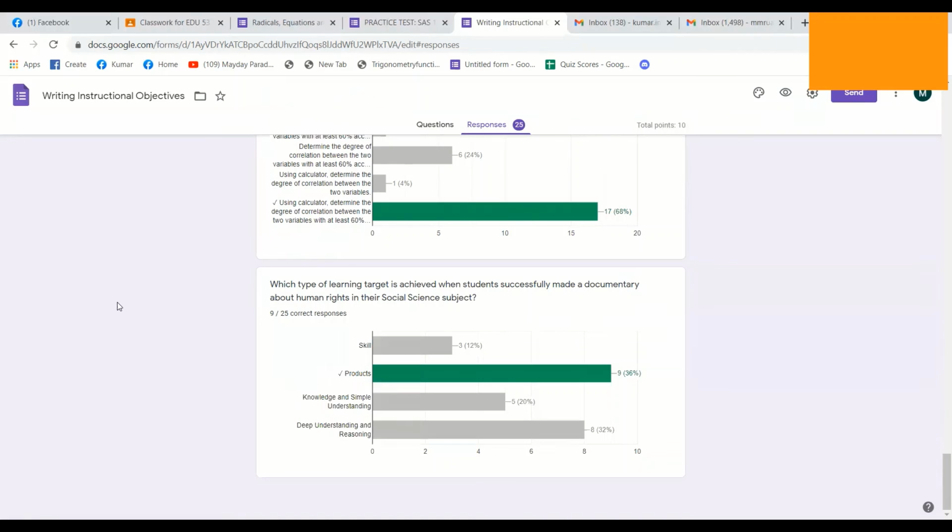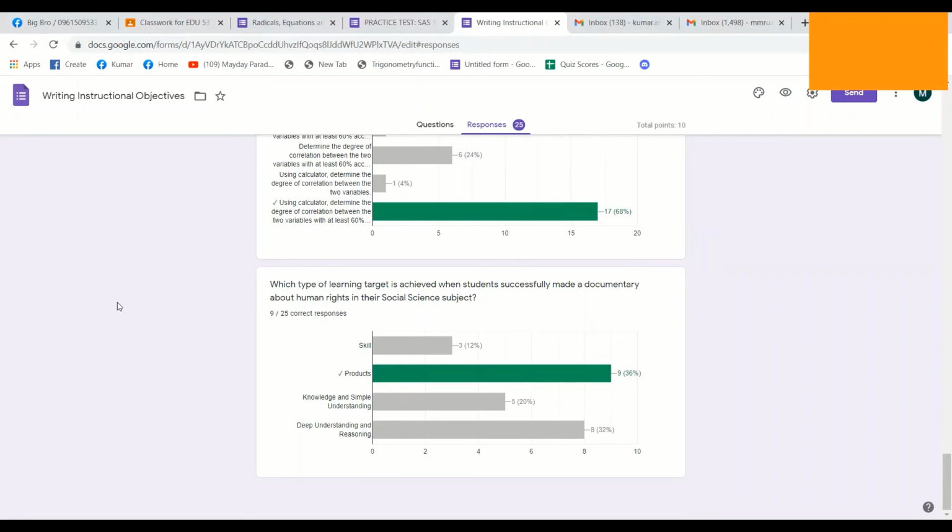Which type of learning target is achieved when students successfully made a documentary about human rights in their social science subject? Okay. It says here they are going to make a documentary. So therefore, that is a product. So therefore, we can say that the most correct answer there is product.